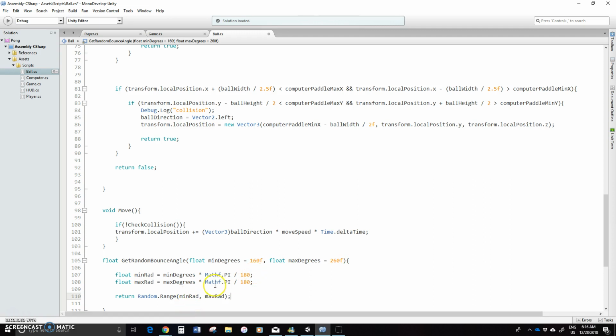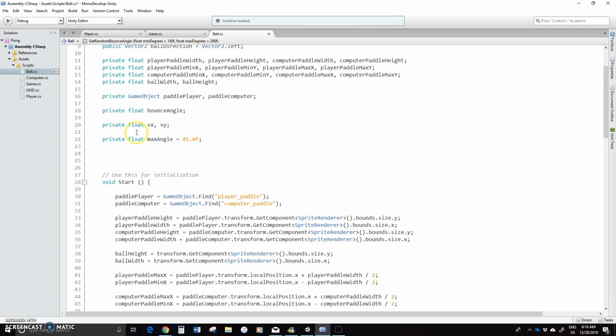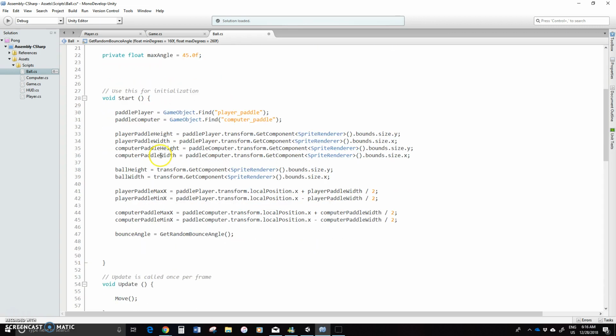Those two values are going to be used as the min and max points in this random range, so it's going to generate a random number between those two values. Since it's returning it, that's what's going to come up over here. Once that function is run, where did we call it? Right here, there we go. Bounce angle. It's going to call that function, that function will generate that value, and that's what's going to come in here. So bounce angle will be some value between 160 degrees and 260 degrees.